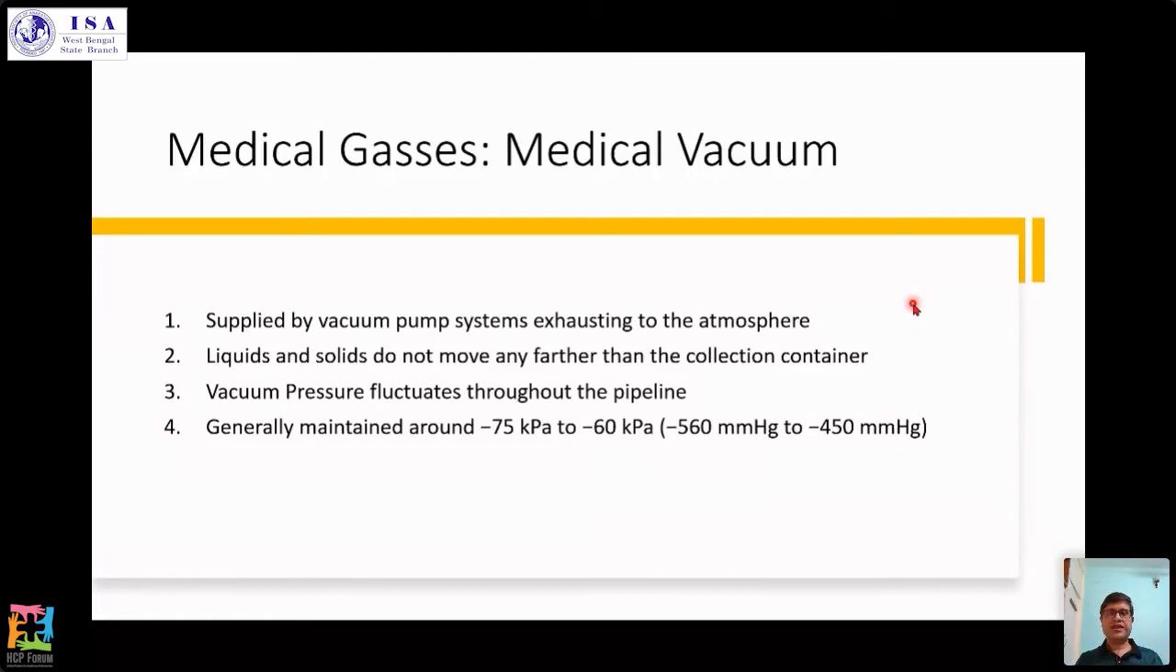So they're supplied by vacuum pump systems, which are exhausting to the atmosphere. And the liquids and solids do not move any further than the collection container. So there are systems in place which prevent the aspirated suction material from getting into the main pipeline. The vacuum pressure keeps fluctuating throughout the pipeline. That's one of the problems. That's why bigger pipelines are used in the initial cases, and then there are smaller pipelines. However, the vacuum is tried to be maintained at around minus 560 to minus 450 millimeter of mercury.